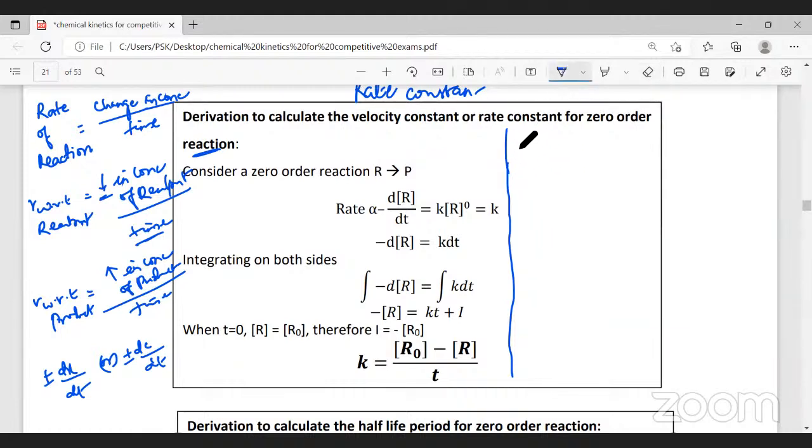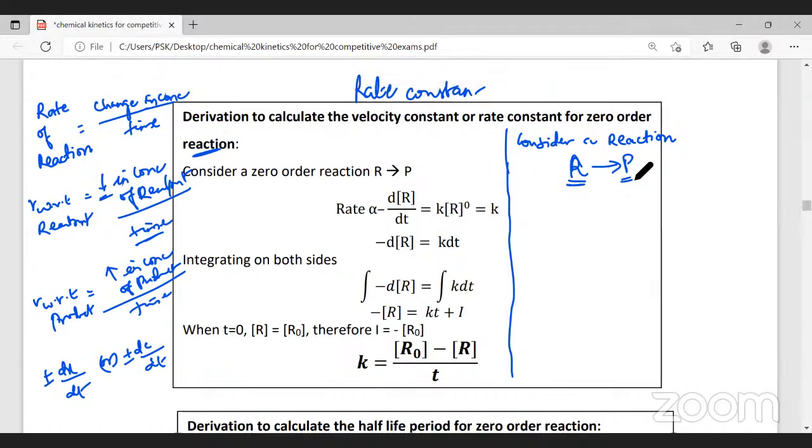Now we will consider a reaction. What is the reaction we are considering? R giving you P. Now, what is this R called as? This R will be called as reactant and P will be called as product.